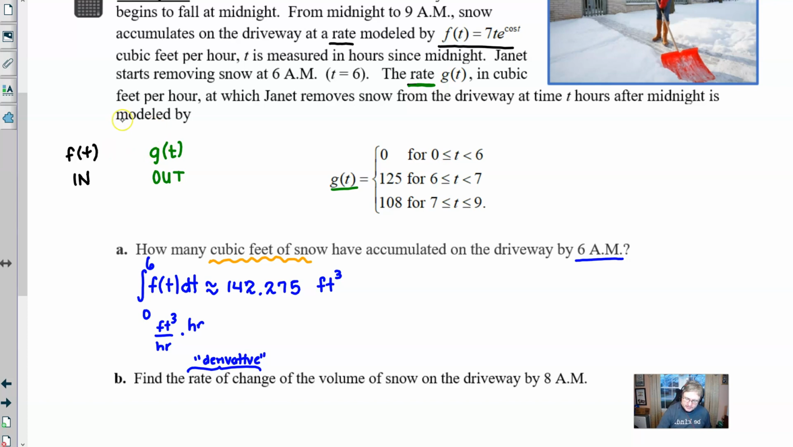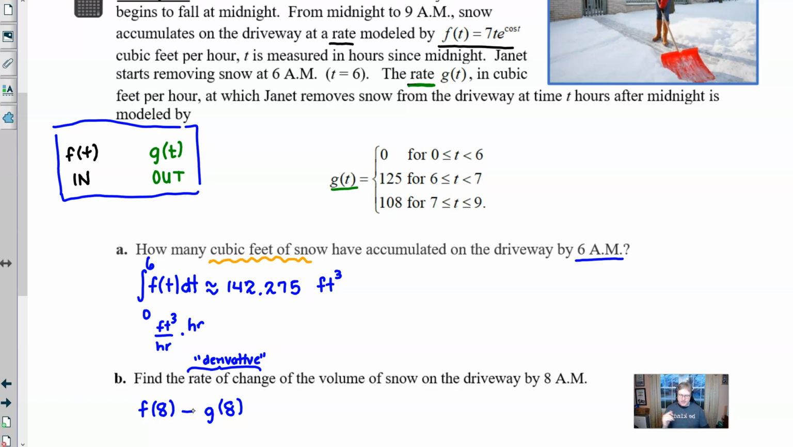And so what we'll do is we'll return to our little rate in and rate out model up here, and we realize that, well, wait a minute. The rate at which the snow is falling at time 8 is f of 8, and the rate at which snow is being shoveled at time 8 is g of 8. And if we just subtract those two from one another, that is going to give us the answer that we want. And I think we can do this with a calculator. The g of 8, just so you know, is 108 constant. And we can compute the f of 8 with the calculator. And so we'll do that.